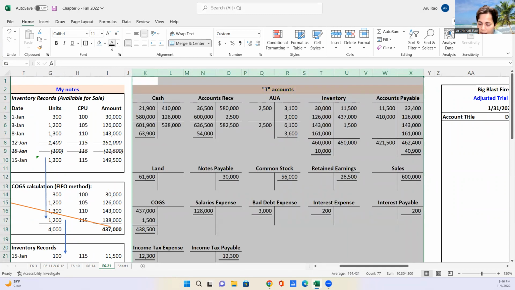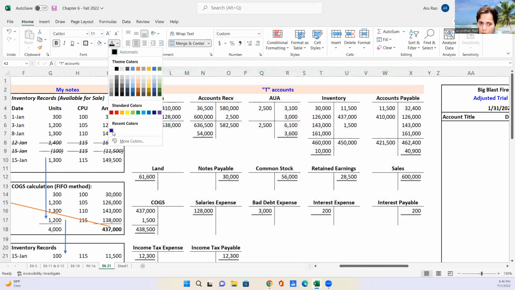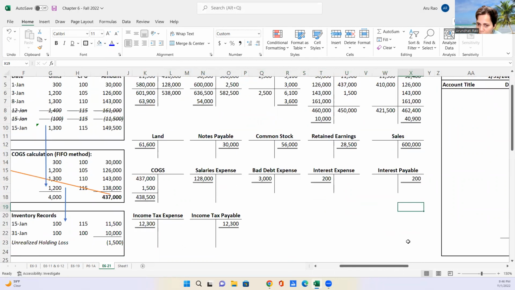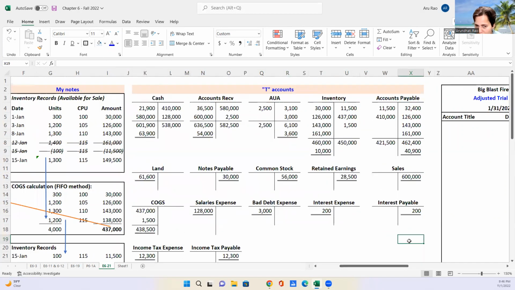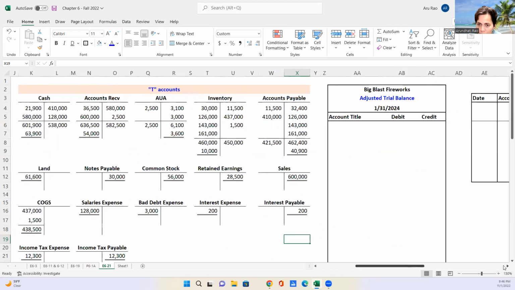Let me go ahead and highlight everything and you can see this information now. Once you see this information, you will see that all my accounts are done over here. I've completed posting and closing all of them. Now this information goes into my adjusted trial balance. It's called an adjusted trial balance because all these T accounts include all the adjustments that were made.